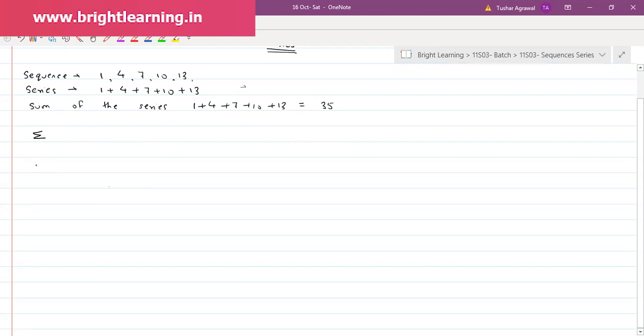So let's say I tell you summation of n, where n varies from 1 to 10. What does this mean? You put n is equal to 1, so I get the first term. You put n from 1 to 10 here. So n will take the value 1 plus 2 plus 3 plus 4.